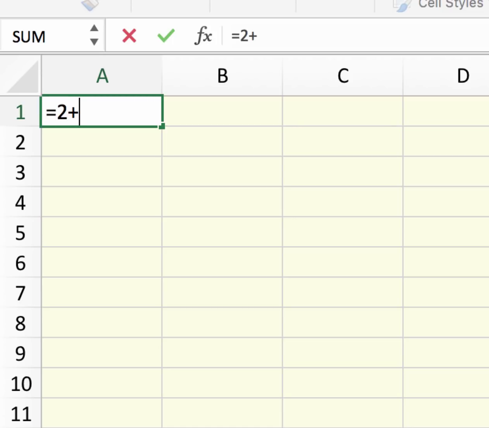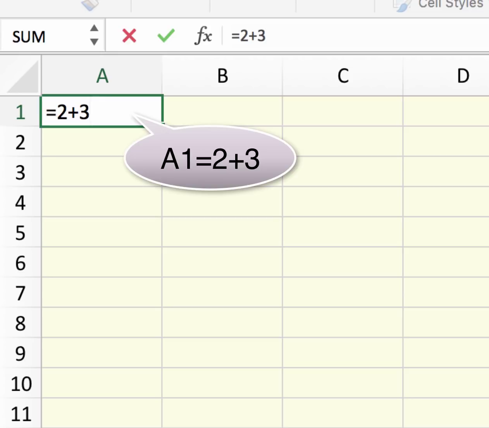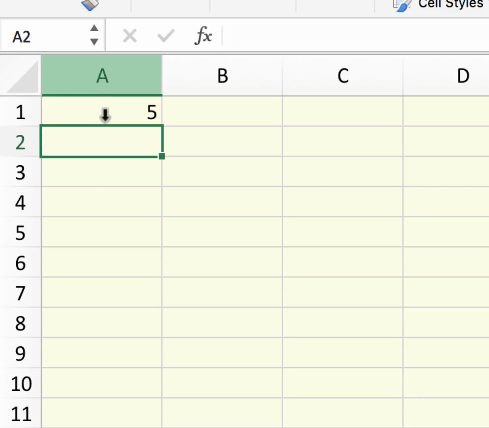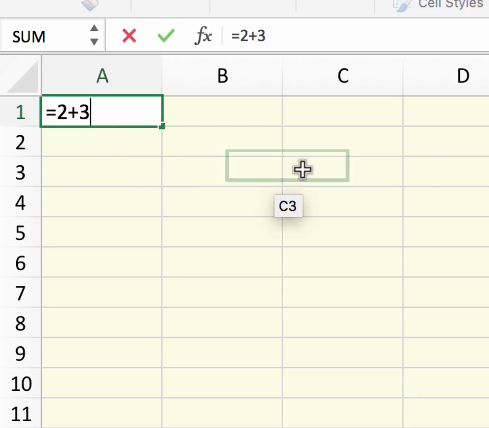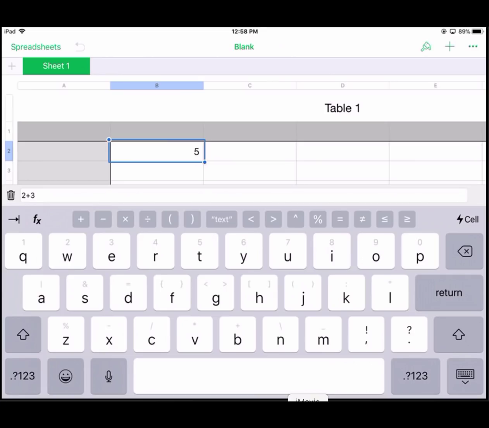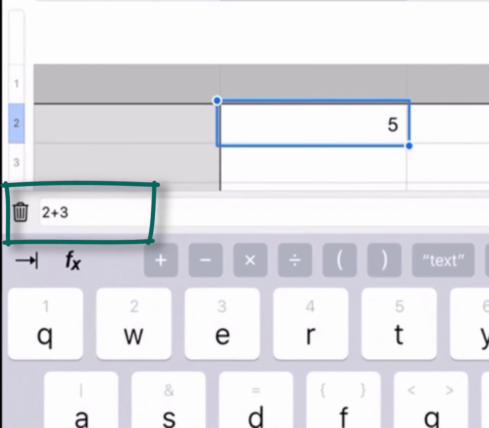2 plus 3. This means that the number that will appear in A1 equals the result of adding 2 and 3. That's what the equal sign means. Hit return or enter, and you should get 5. Yes. You can still see what you did by double-clicking in the cell if you're using a computer. And this formula will also show in the formula bar. In some versions of spreadsheets, such as those on tablets, you can only see the formula in the formula bar.